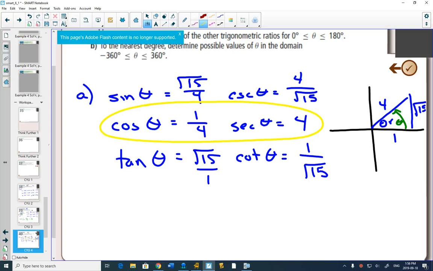But if we went from 0 to 360, according to our CAST rule, can you see that there was also the possibility that your reference angle could have been in quadrant 4? Because cos is also positive in quadrant 4. You would still have 1 here, 4 here, and square root of 15 there. But that would be a different angle in quadrant 4. But cos of theta would still be 1 over 4, and secant of theta would still be 4.